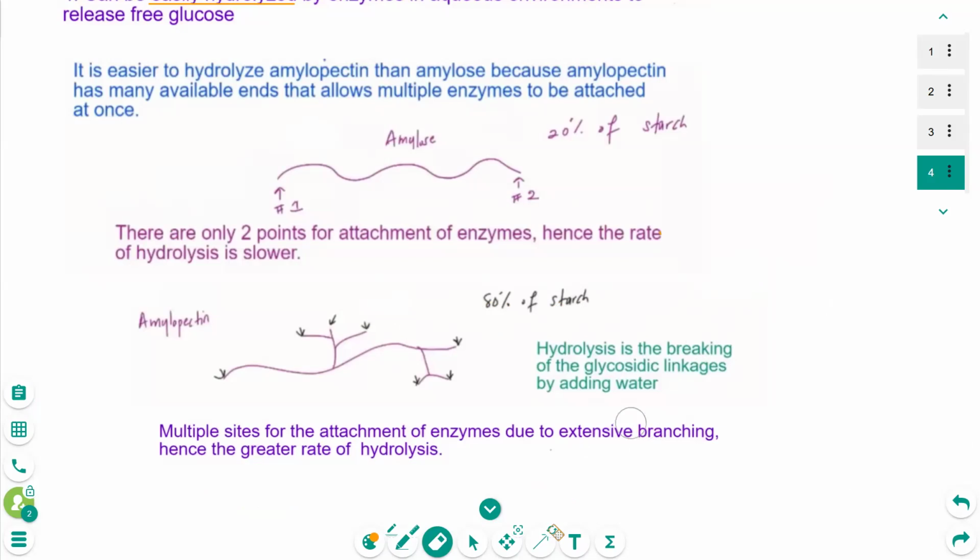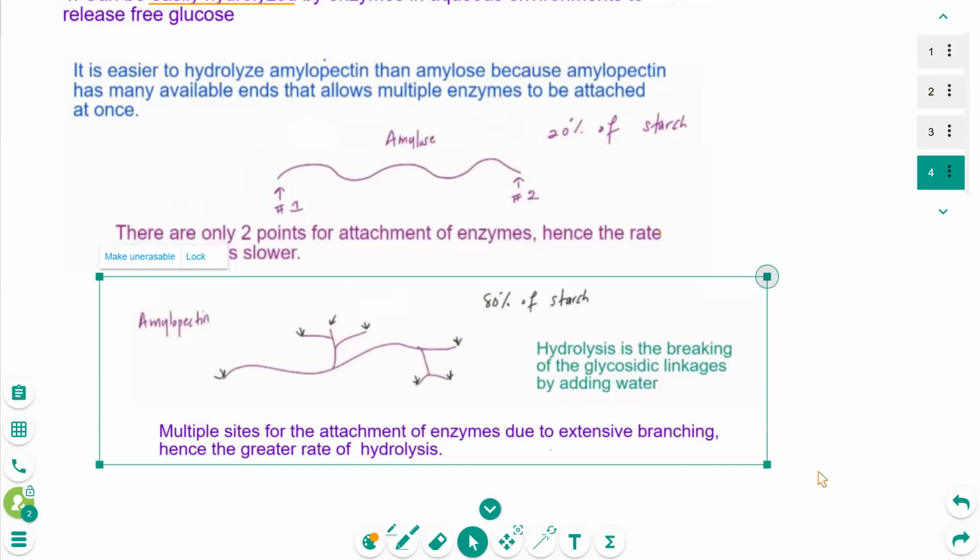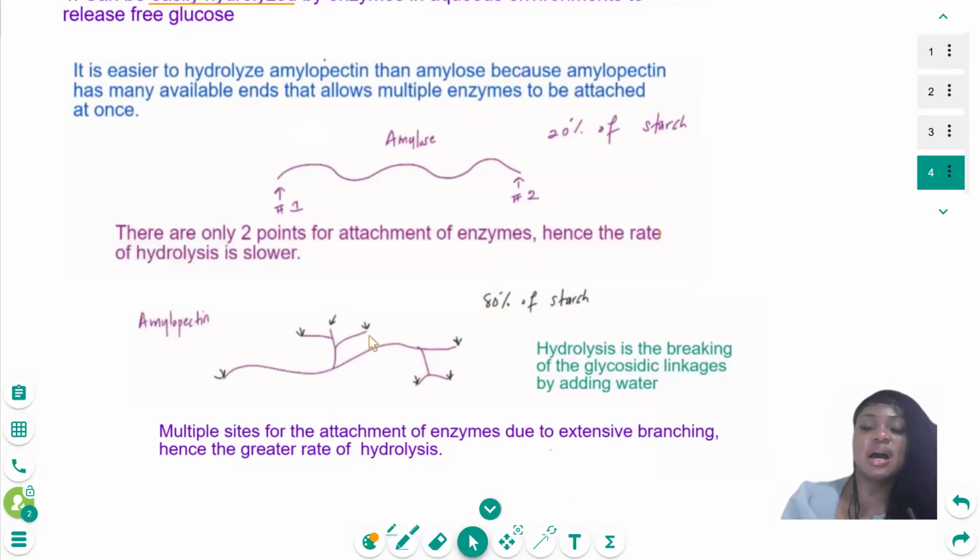So there are only 2 points of attachment for enzymes for amylose, but for amylopectin with the branches, we can see that it's way easier, because at each branch point, every time there is an end of the molecule, an enzyme can attach.